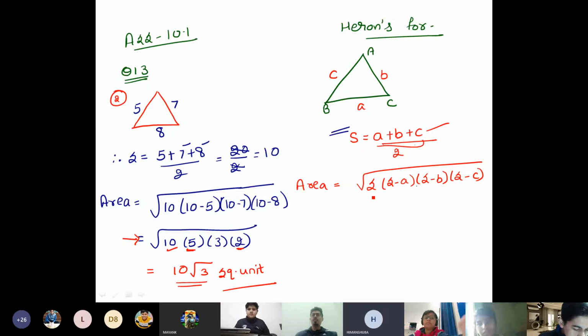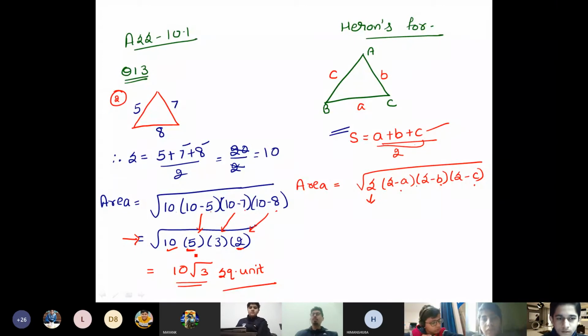See what I have done. I have just put the values here. We know that S is 10. We know that a, b, c, the sides, are 5, 7, and 8. So I take this 5, then 7, then 8. Now see, 10 minus 5 is 5. This I put here. This will be 3 and this will be 2 now.